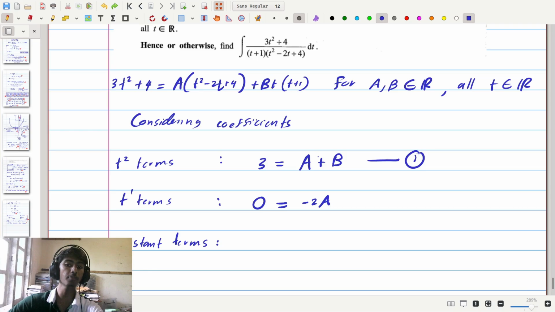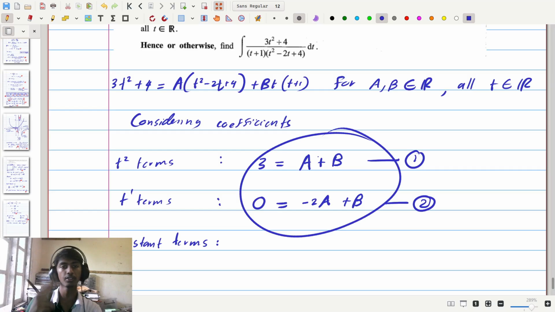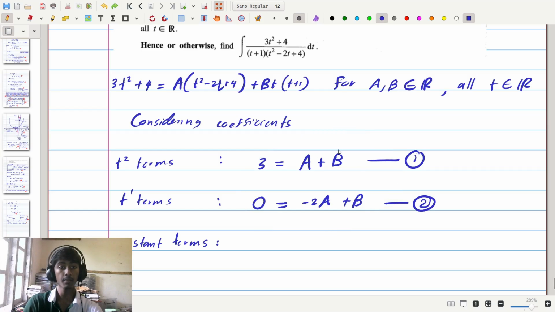So therefore we have plus b as the coefficient there, and we have minus 2a, meaning the total coefficient is minus 2a plus b, and that is going to be equation number 2. Now we could stop here since we have only 2 unknowns and 2 equations already, but we're going to solve the third equation considering the constant terms.